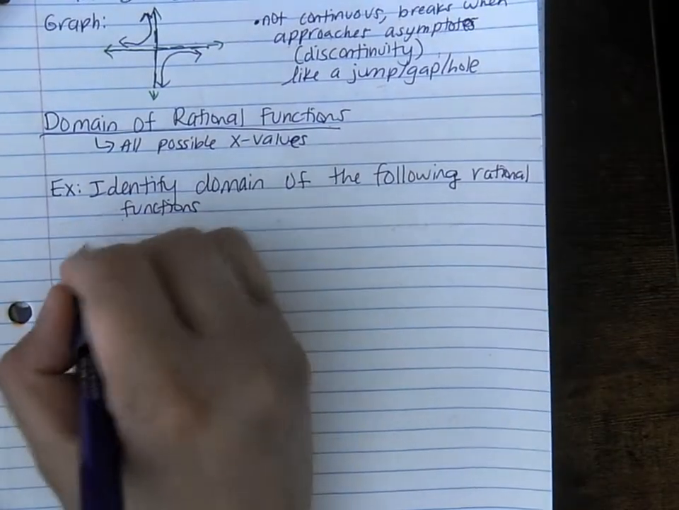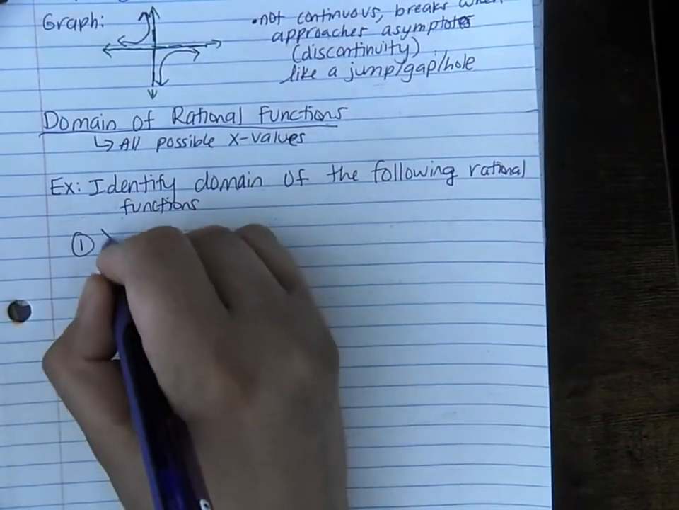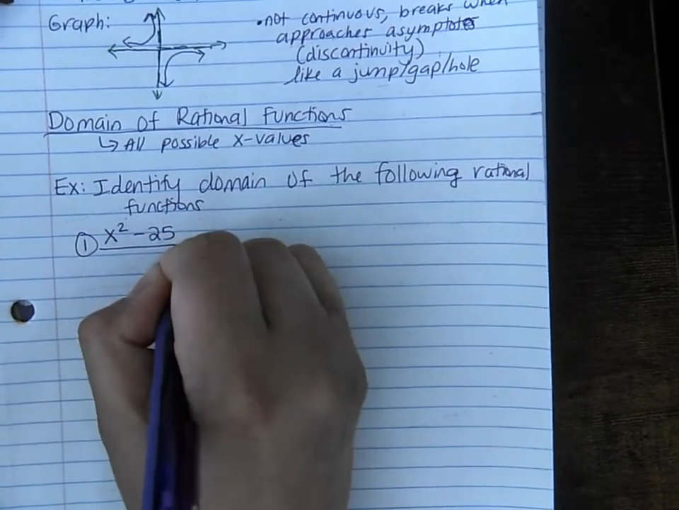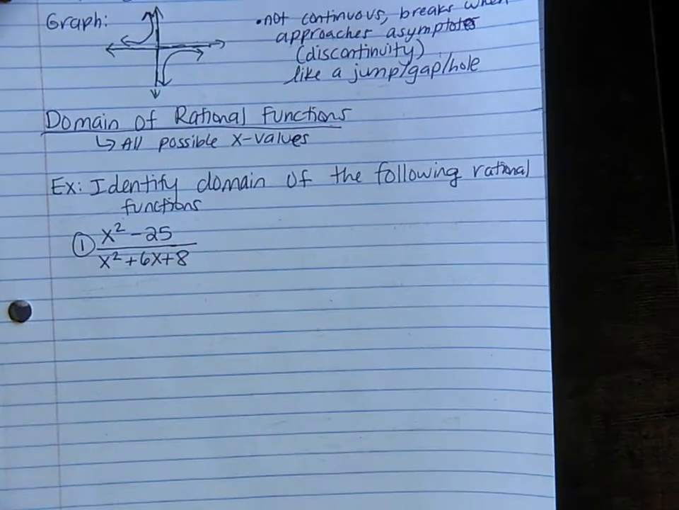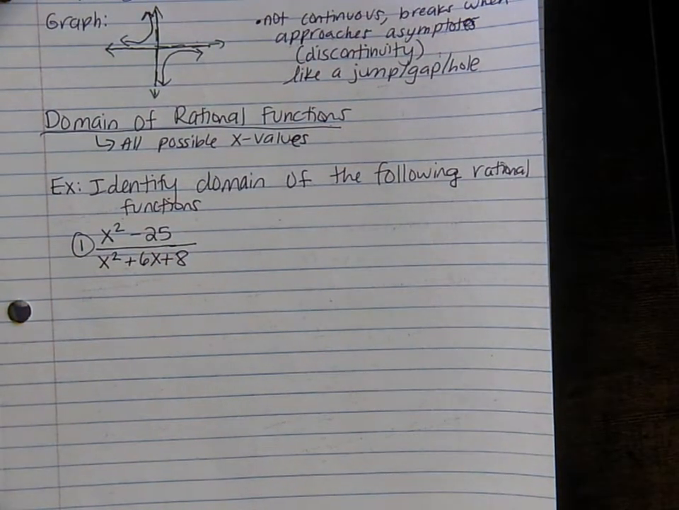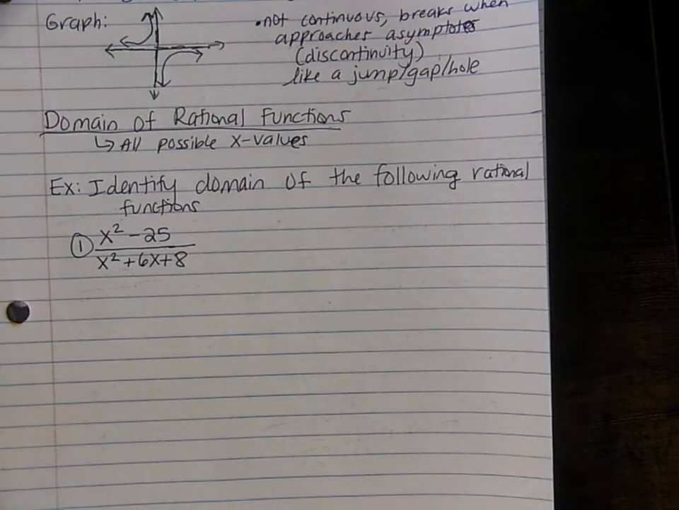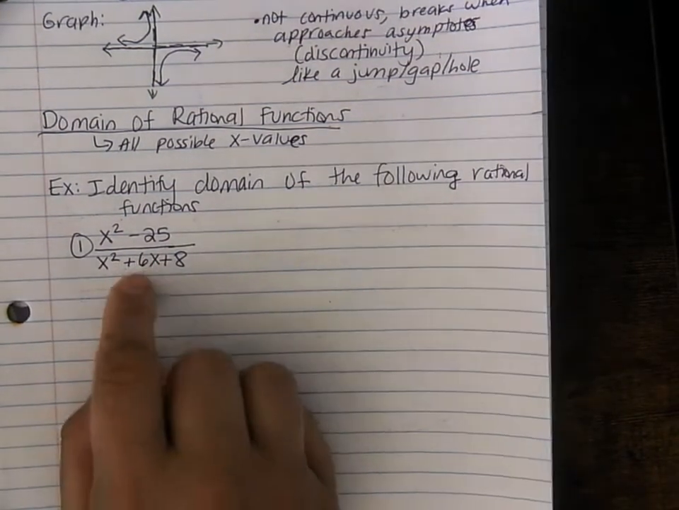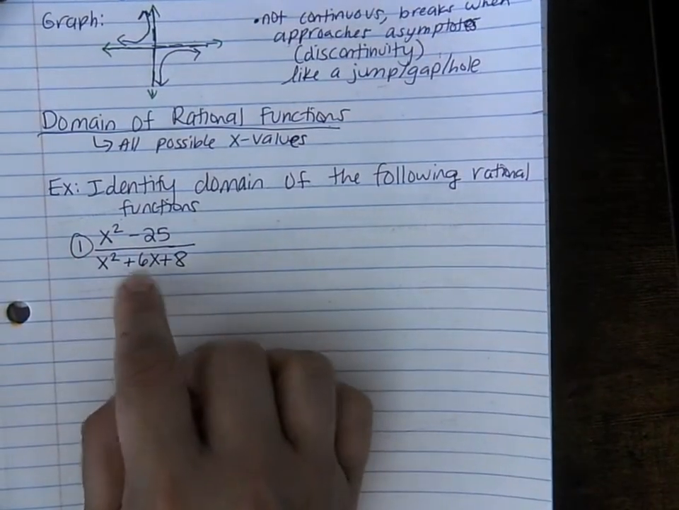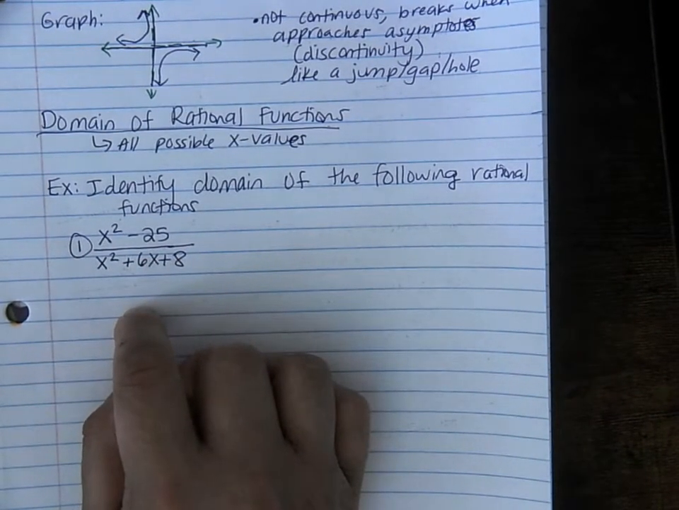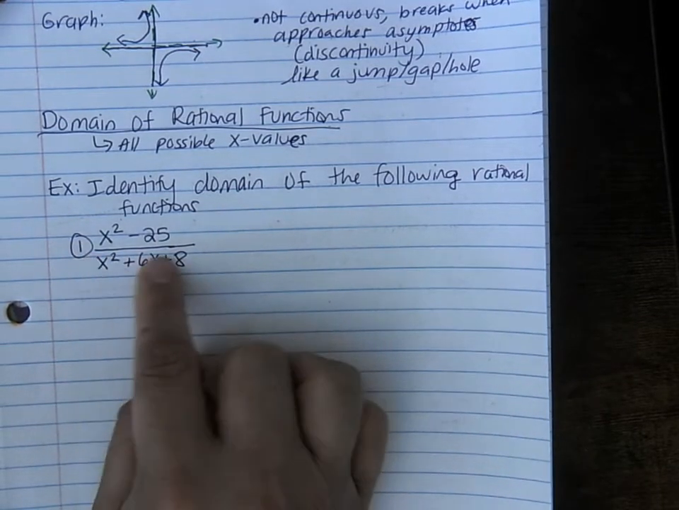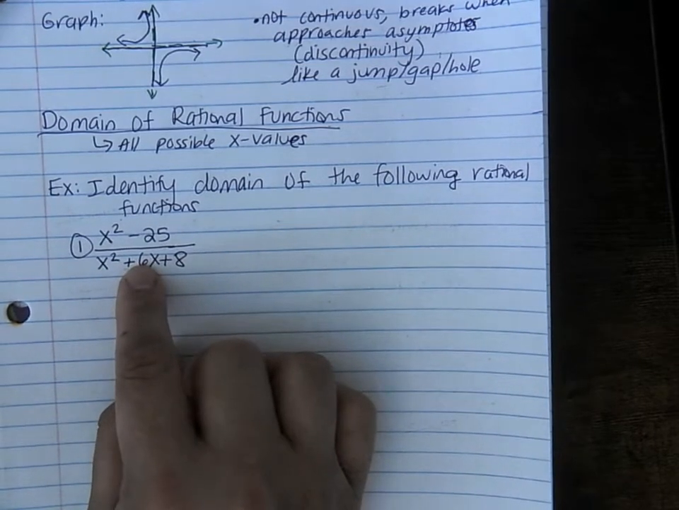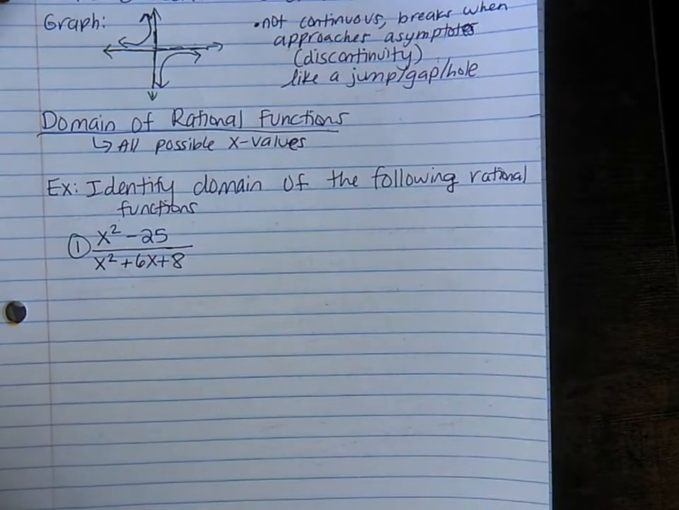Starting off with our first example, we have x squared minus 25 divided by x squared plus 6x plus 8. So again, it's just a rational function like we've been seeing for some units now since the beginning of Unit 7. We want to figure out this domain. If you think back to elementary school or middle school, probably middle school actually, you learn that anytime there's 0 in the denominator, that number is undefined. So that means you can't ever have 0 in the denominator.